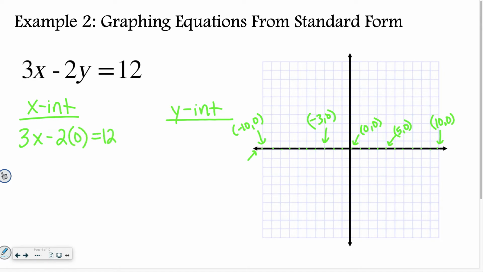So I'm going to plug 0 in for y in order to find my x-intercept. So then negative 2 times 0 is just 0. So I have 3x equals 12.